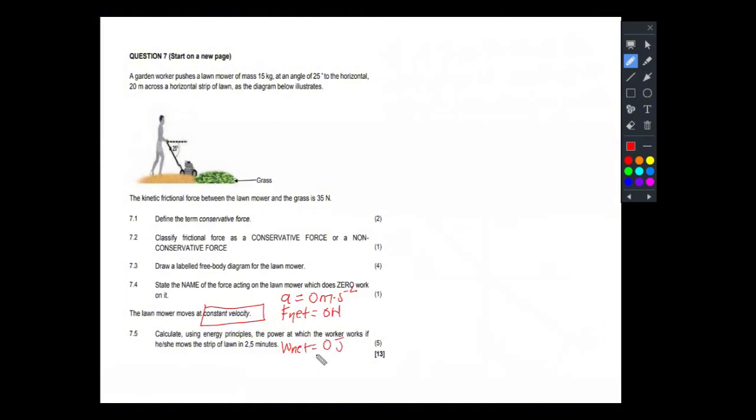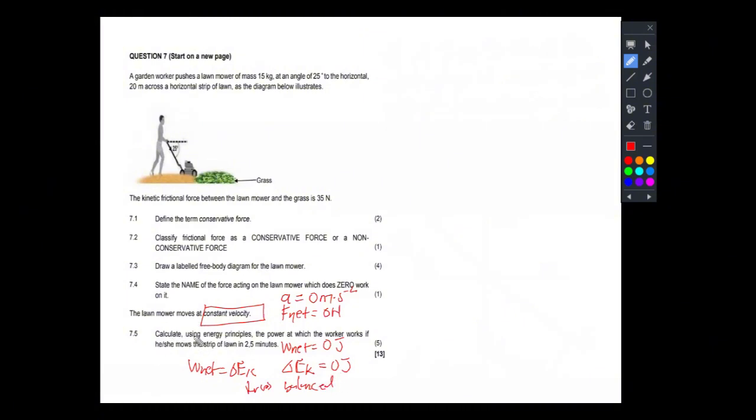And as a result of W net being 0 joules, that means also change in EK is equal to 0 joules, according to the fact that W net is equal to change in EK. So if W net is 0, then obviously your change in K should be 0. And then what else do we know? We know that forces are balanced here. Forces are balanced, right? So, okay.